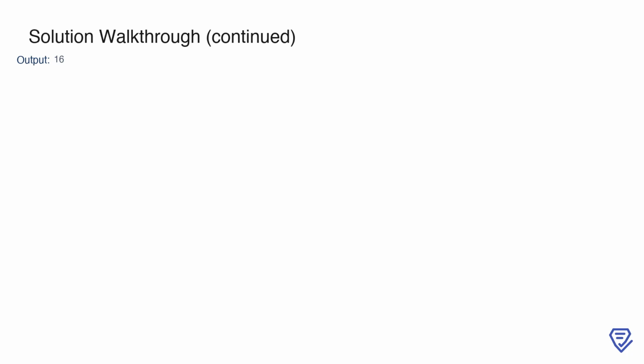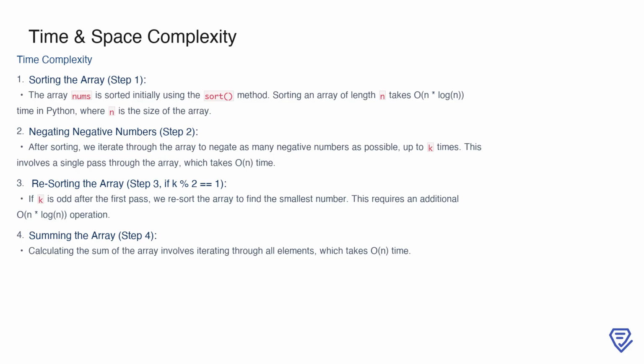array after k negations. To analyze the time complexity of this problem, we begin with the sorting operation in step 1. Sorting the array nums is done using Python's sort method, which, based on timsort, operates in O(n log n) time, where n represents the size of the array. Next, in step 2, we iterate through the array to negate the negative numbers, up to k times. This is a single traversal of the array, requiring O(n) time.